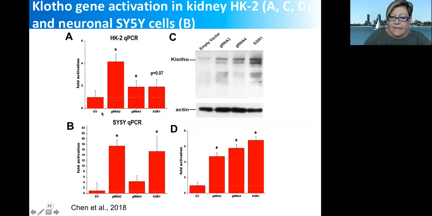We can see that guide RNA3 is the best in this cell line HK2, which is a kidney cell line. By PCR, we can see an increase compared to empty vector. And we can see also by Western blot, compared to EGR1, which is a positive control, an increase with guide RNA 3 and 4. We can see this also in SY5Y cells, and the same here.